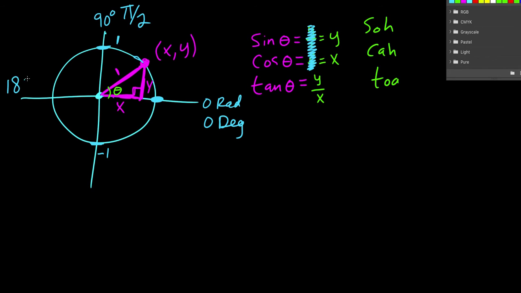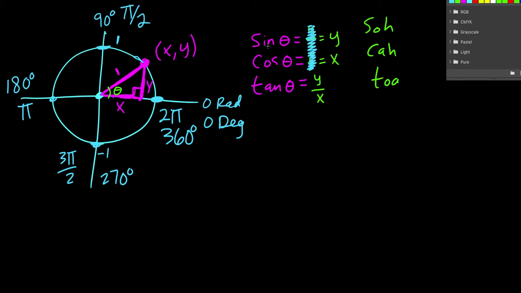Half a circle is 180 degrees. It's also pi. This is 3 pi halves, or 270 degrees. And then when we get back here, we've gone a full circle, so it's either 2 pi or 360 degrees. Okay? All right, we'll talk a little bit more about this as it comes up, but I think that's going to get us through.